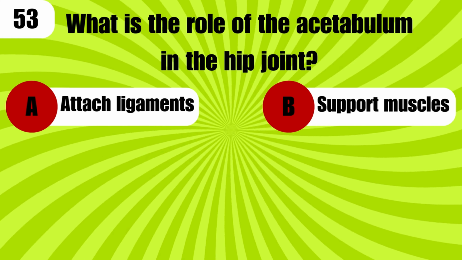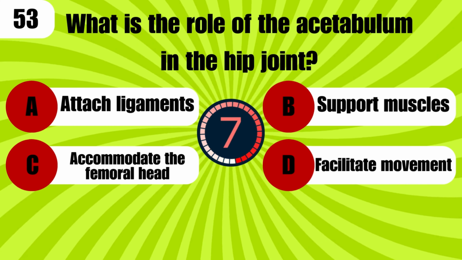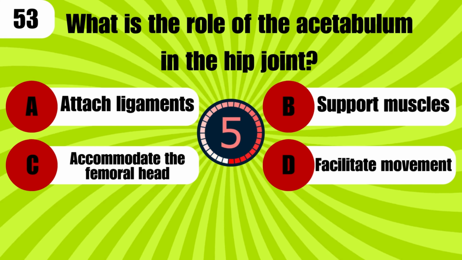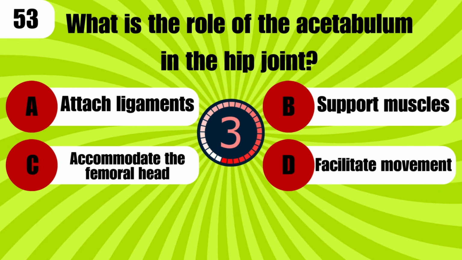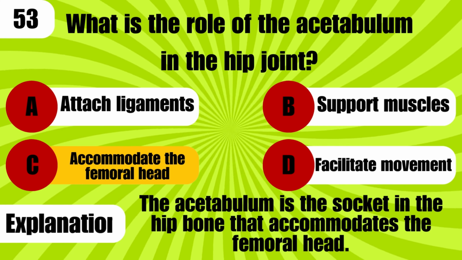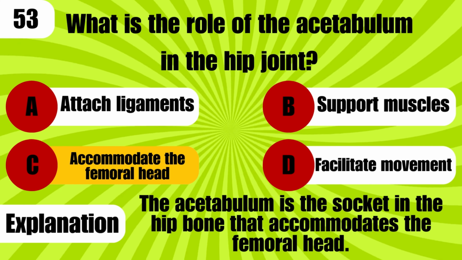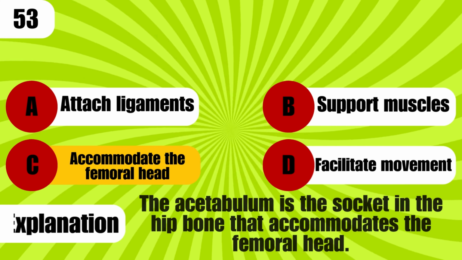What is the role of the acetabulum in the hip joint? Attach ligament, support muscle, accommodate the femur head, facilitate movement. The right answer is the acetabulum is the socket in the hip bone that accommodates the femoral head.